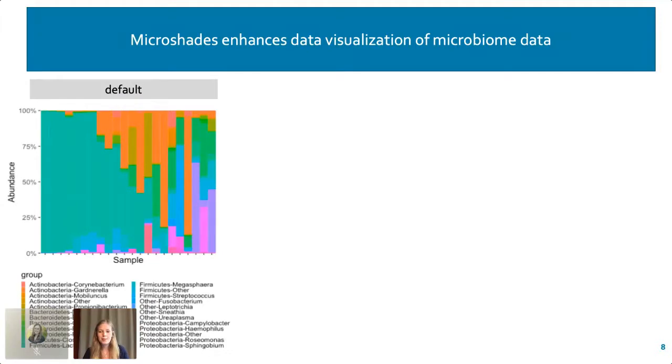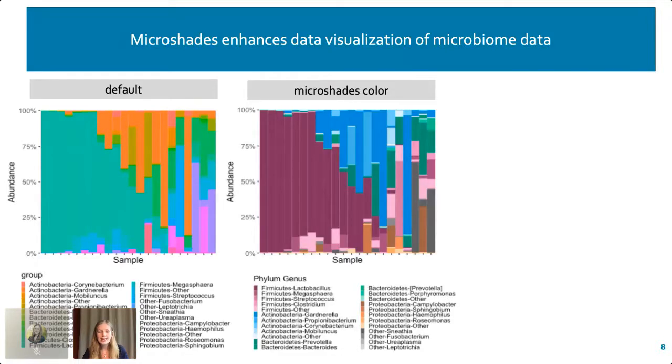Another example of microshades in action is this microbiome data example containing relative abundance data for various samples. In this plot, the color represents different bacteria in each sample, and the colors are determined by the default ggplot color scheme. This next plot contains the same relative abundance data with the same sample order. However, this plot uses the accessible microshades CVD palettes. The colors are organized and better represent the phylum genus classification of bacteria found in the samples.